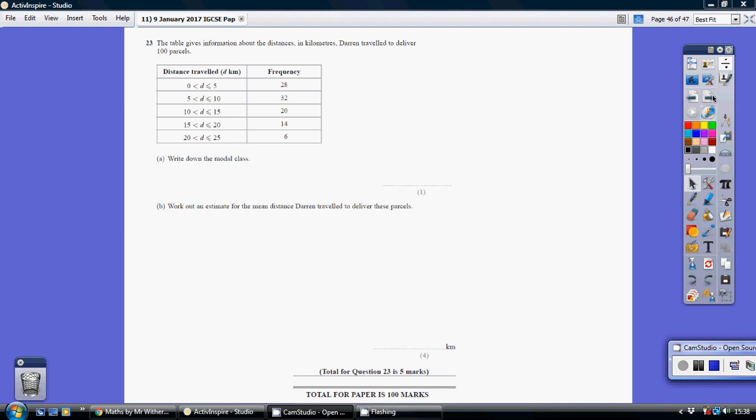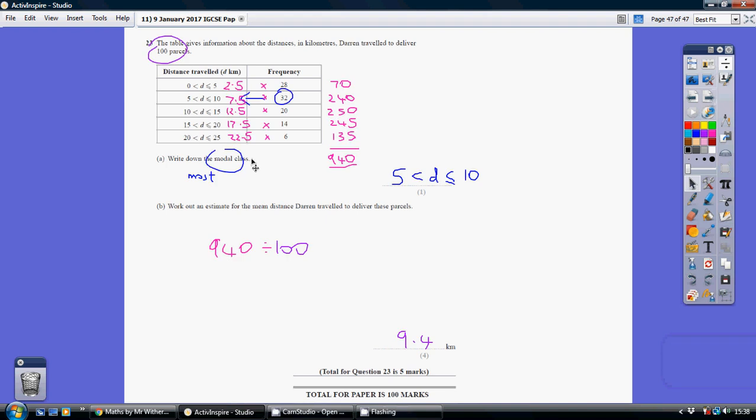Question 23. Now, modal class just means the most, so which has got the biggest frequency. So look for what happened most often. Something happened 32 times, that's most often. That's when it took between 5 and 10 minutes.